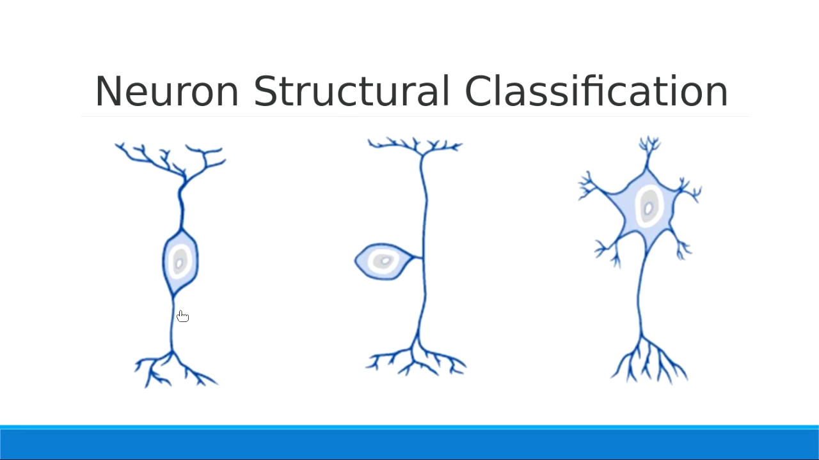Exactly. Yep, a bunch of us are chiming in. This would be the bipolar neuron. It has two extensions, one on each side coming off of it.